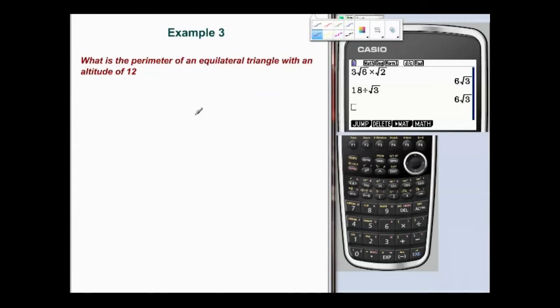Here's a good problem. I like this one. What is the perimeter of an equilateral triangle with an altitude of 12? You got to know some definitions here. So let's come up here and do an equilateral triangle.